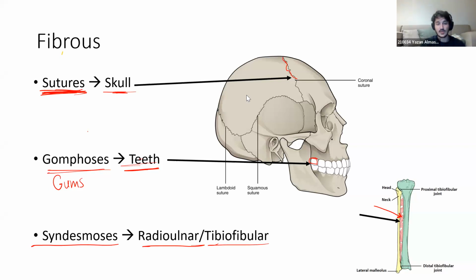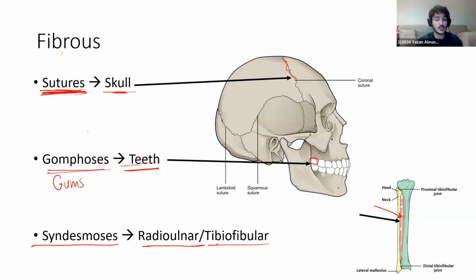So our gums are bones? No. I'm just saying to remember that the teeth are gomphosis, a type of joint. Remember that the teeth are related to the gums. It's just to make it easier for you guys to remember. So these are the 3 different types: sutures, skull; gomphosis, teeth; syndesmosis, either radio-ulnar or tibiofibular.